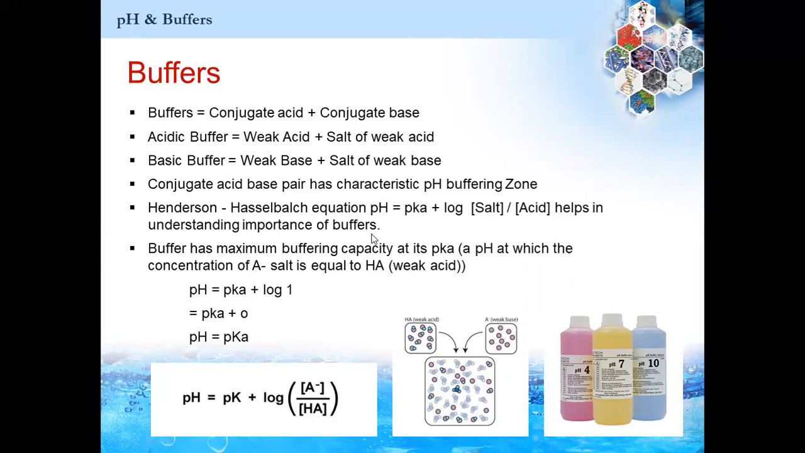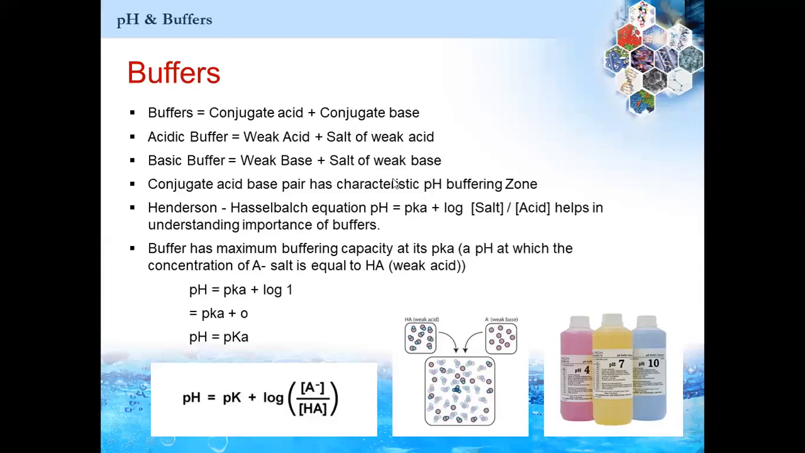And to help us assess that buffering zone, there is an equation called the Henderson-Hasselbalch equation, which helps us in understanding the importance of buffers. So the equation has three terms, and is given as pH equals pKa plus log of salt by acid concentration.